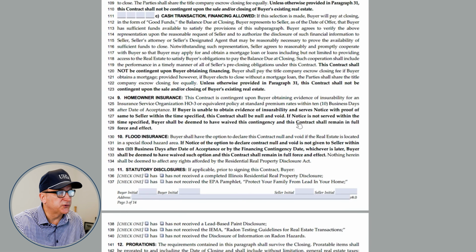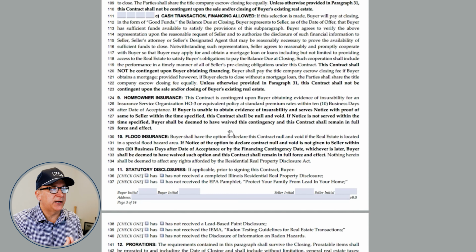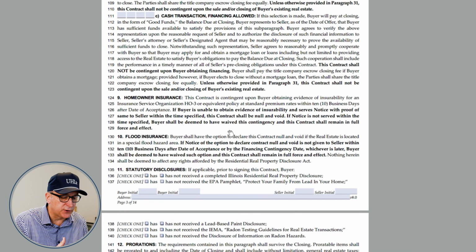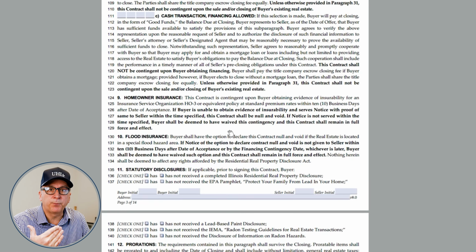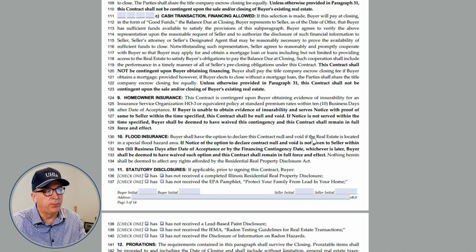Homeowners insurance. This is a really important section of the contract these days that just sort of was overlooked in years past. So just get your insurance a little bit closer to closing. But with many insurers pulling back, and in many parts of the country, it being very difficult or at least very expensive to get insurance, this section is more and more important. It basically tells you the contract is contingent upon you, the buyer, obtaining evidence of insurability within 10 business days after the date of acceptance.